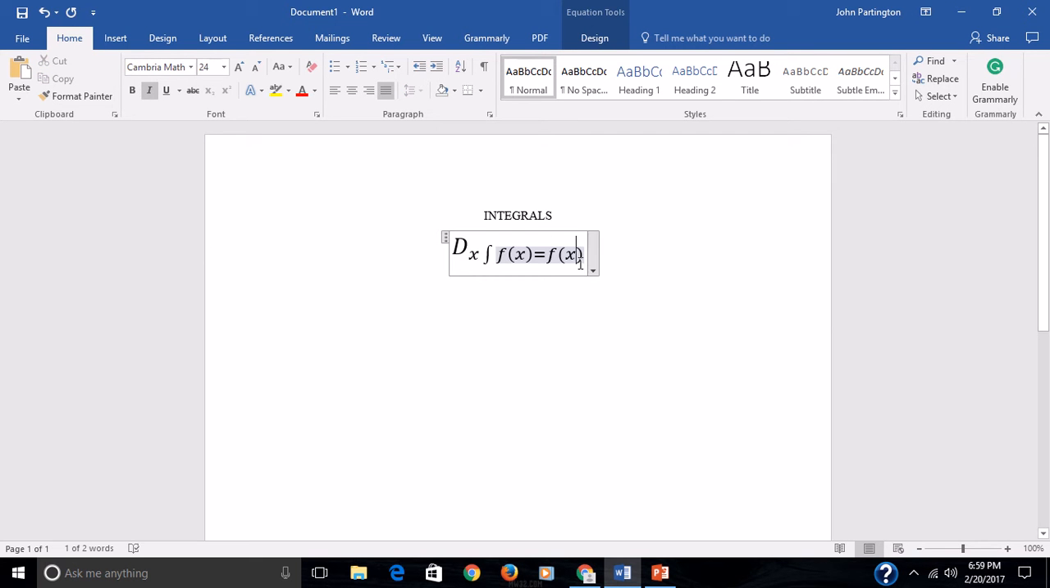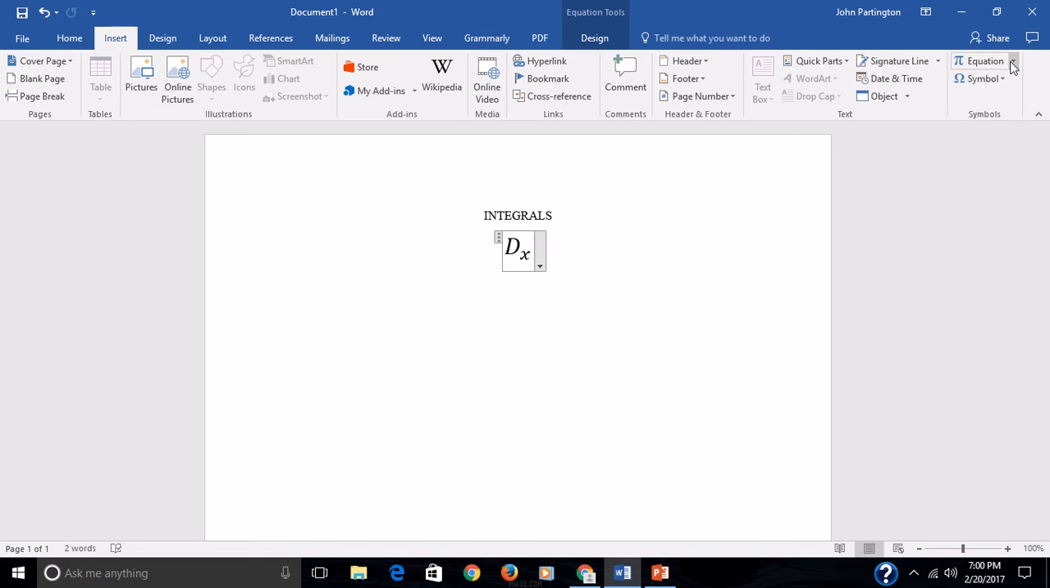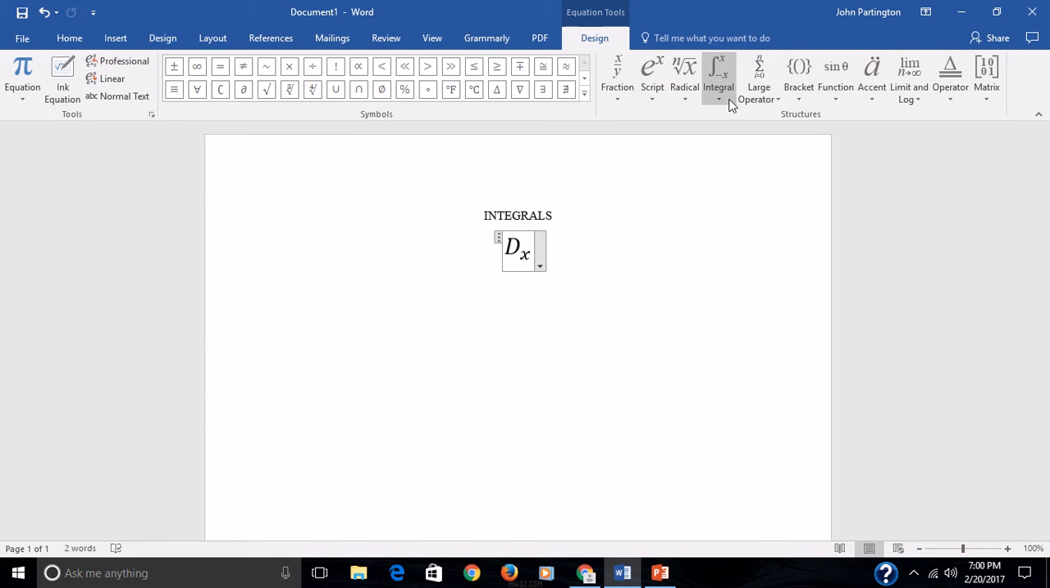Now let me make this not 2-point font. Alright. Oh, yeah, that's why it's weird. Okay, one sec. I goofed up. Alright. Now we should be good. To insert our integral. Yeah, there we go.